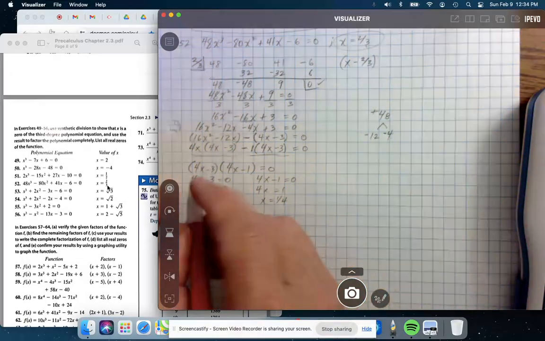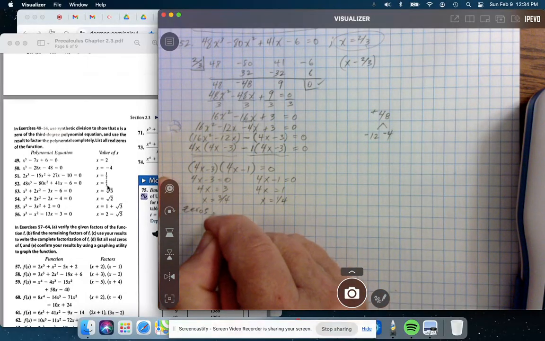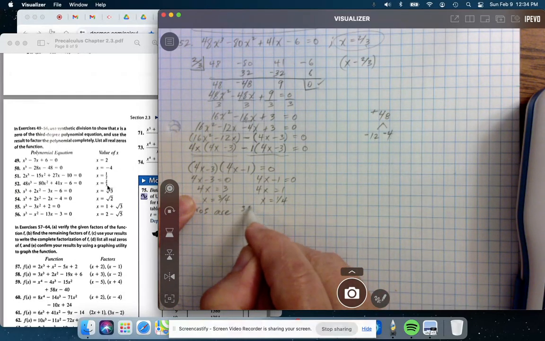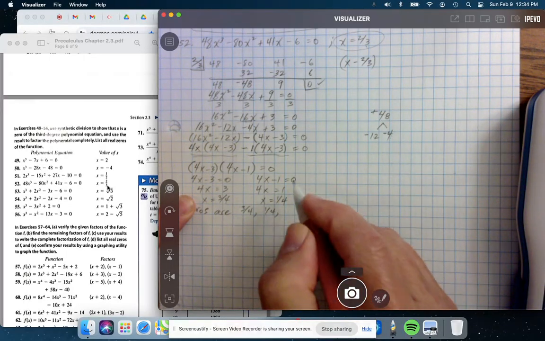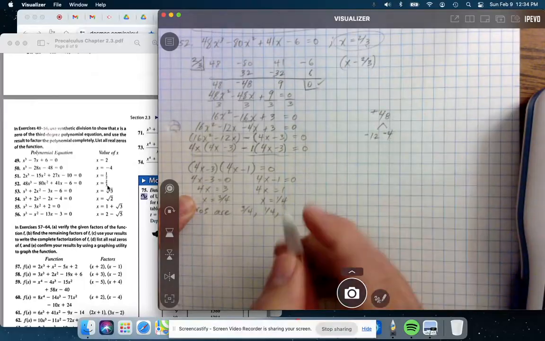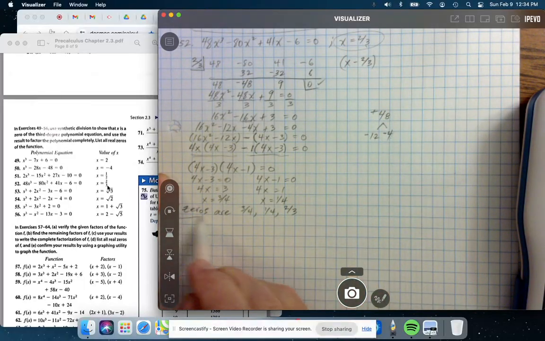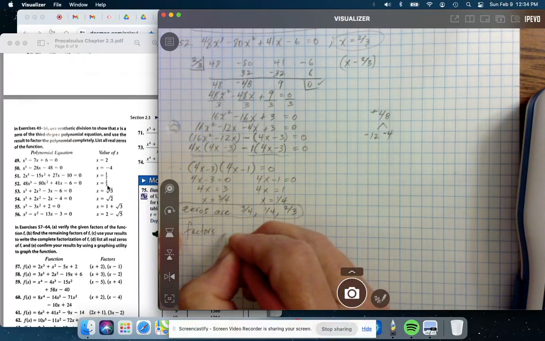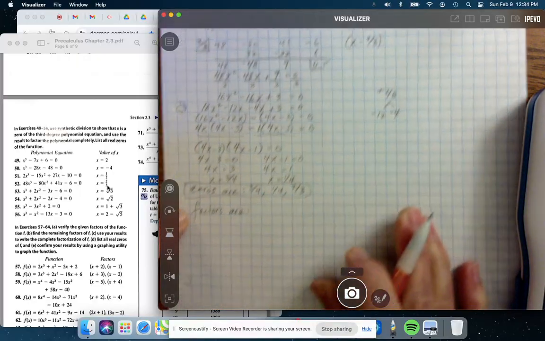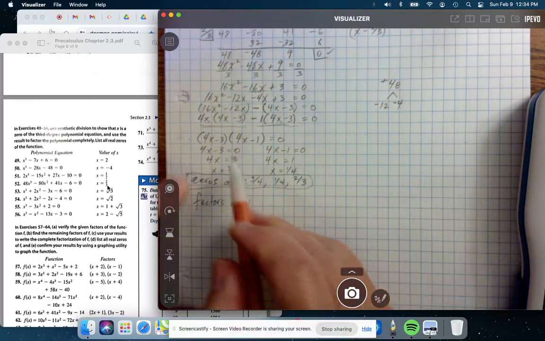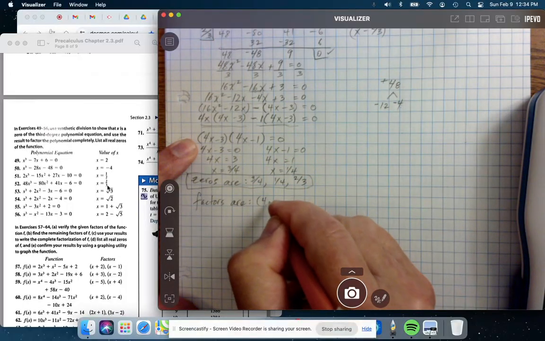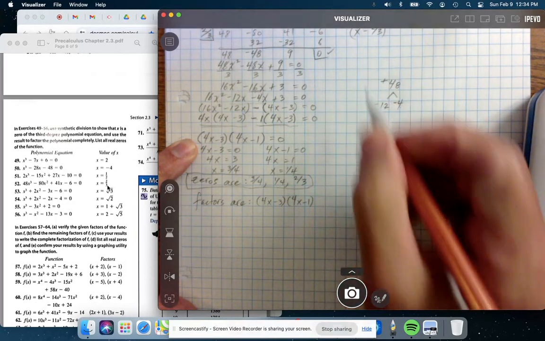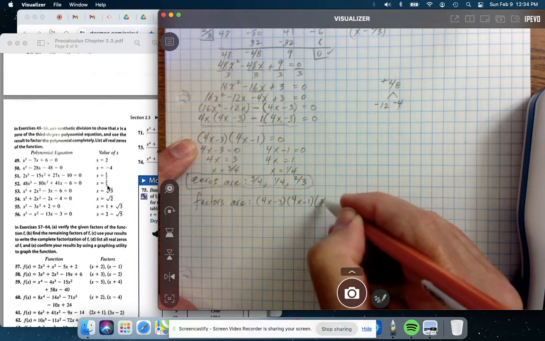Okay, so the zeros are 3/4, 1/4, and 2/3. Positive 2/3. Right. So I got the zeros. The factors are 4x minus 3, 4x minus 1, and this weird one, x minus 2/3. I want to talk about that in a minute.